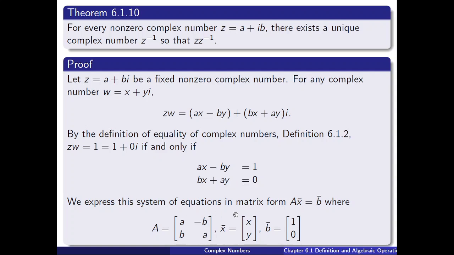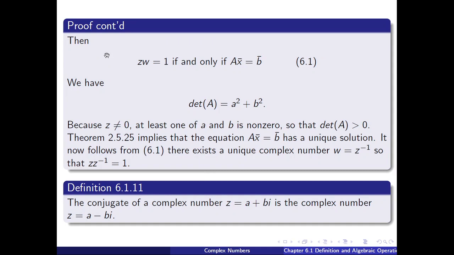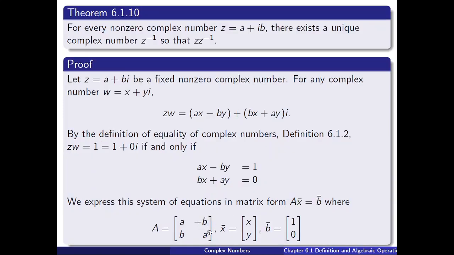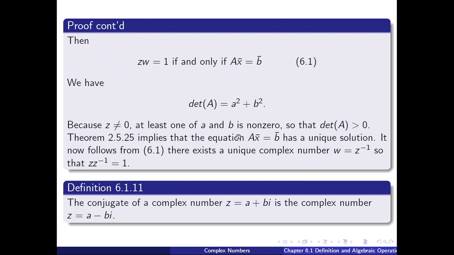Now we express this system of equations in the form Ax equals b. This is a system of equations, so we use what we already know, and we can see that zw is equal to 1 if and only if Ax is equal to b. Now we also know that the determinant of this matrix A is actually a squared plus b squared, right?